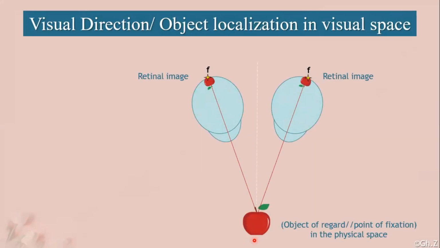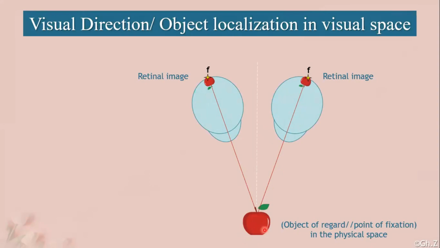Now we have a near target. Let's say this is an apple, okay? And as you can see, both eyes are converging. And so we have the visual axis of the left eye, and here the visual axis of the right eye, converging and intersecting at the object of fixation.